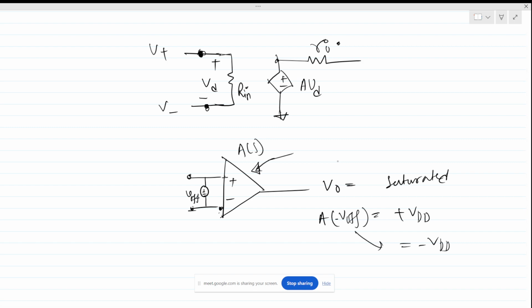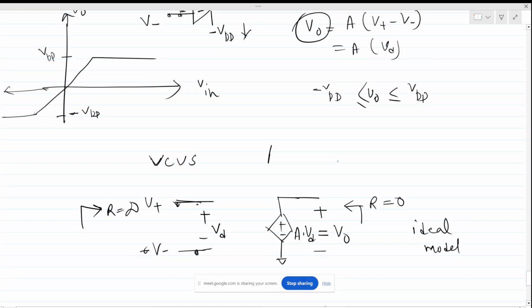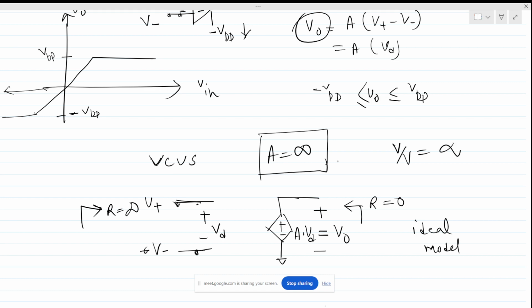And generally, one thing I forgot: A is generally infinite. The op amp voltage gain is infinite.